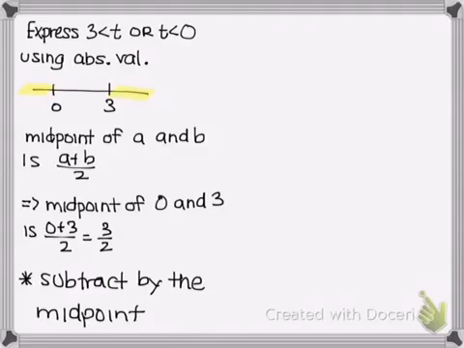Okay. So the first inequality, the 3 is less than t, becomes 3 minus the midpoint, 3/2, is less than t minus 3/2. Remember, we can do this with inequalities. We can add or subtract whatever we want, as long as we do it to both sides. And the second one is t minus 3/2 is less than 0 minus 3/2. Let's make this consistent. 3/2. Okay.